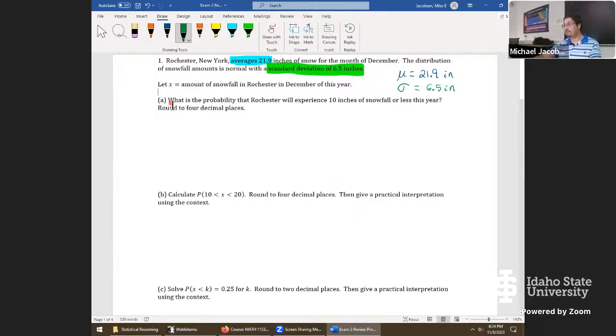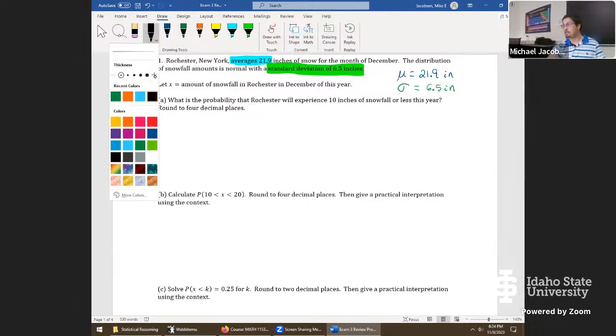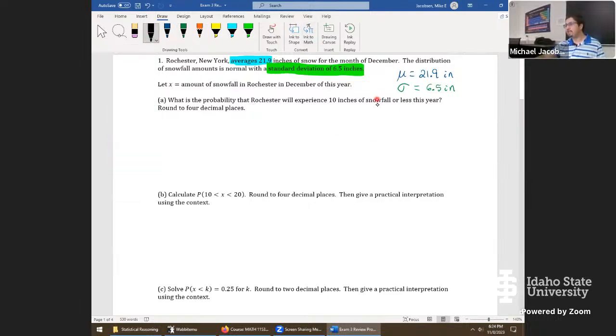It's been a while. Part A is asking us, what is the probability that Rochester will experience 10 inches of snowfall or less this year? So they have a really, really light snowfall year, and we'll round to 4 decimal places. I didn't say it on this problem, but on the official exam, what I would be writing on every one of these is include a graph. Let's put it in here just to be specific this one time.